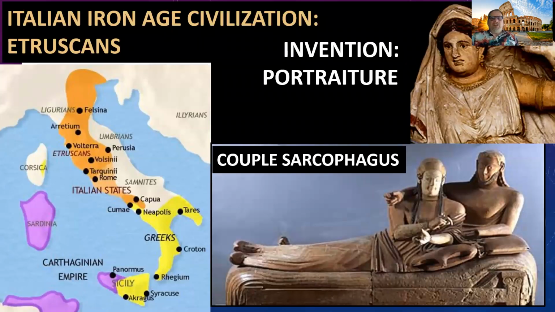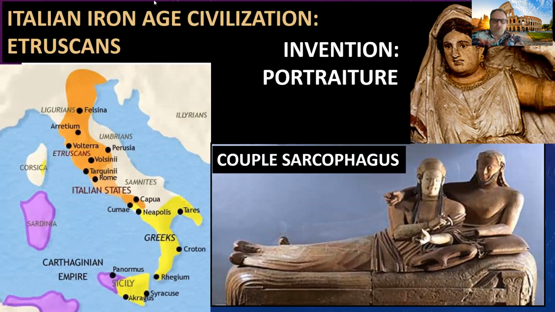Now, Italian Iron Age civilization before the Romans, there is a civilization there which we will want to give a shout out and spend a moment on, and that is the Etruscans. When the Romans come over, and we'll talk about the founding myth of the Romans, there's a few of them, they are actually going to incorporate an Etruscan concept called portraiture.